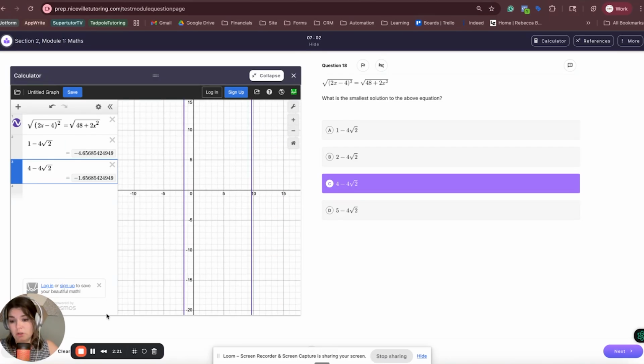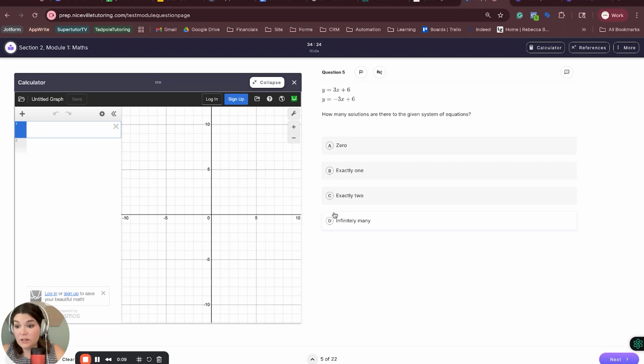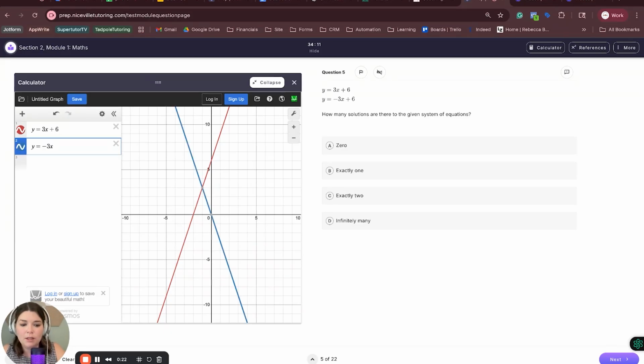because it's asking for the smallest solution. Okay, so this is systems of equations. They have this in some form on literally every single SAT test, practice test, you name it. All you have to do is type them in. So whenever you see two equations like this, just type them in.